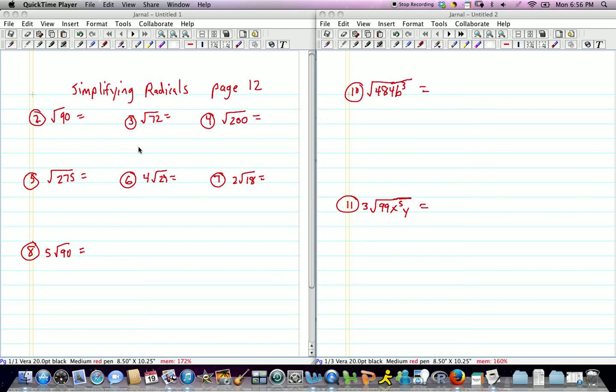Okay guys, this video talks about simplifying radicals. It's on page 12 of your summer packet. This is mainly a geometry skill, and to understand this you need to understand the perfect squares. So what I mean by perfect squares is we'll start there.